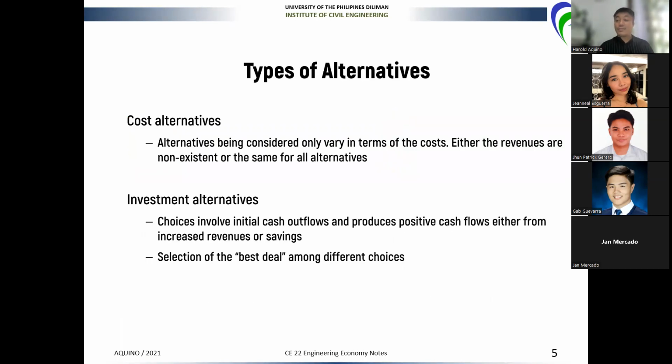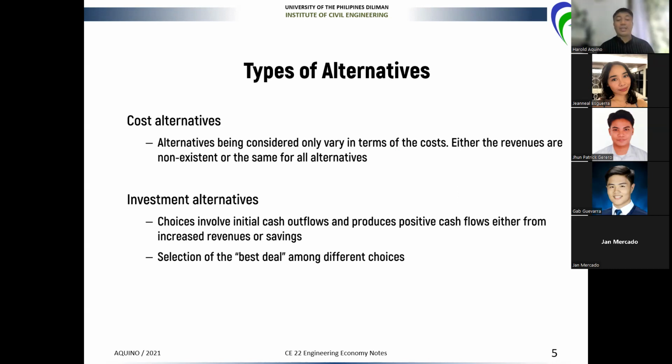We say in terms of alternatives, you have cost alternatives and you have investment alternatives. So cost alternatives, when we say cost alternatives, cost lang yung pinag-iba ng mga alternatives natin. So either all of them wouldn't have revenues, so lahat sila parang service projects, or that they all have the same output. So then we do not need to compare their revenues anymore.